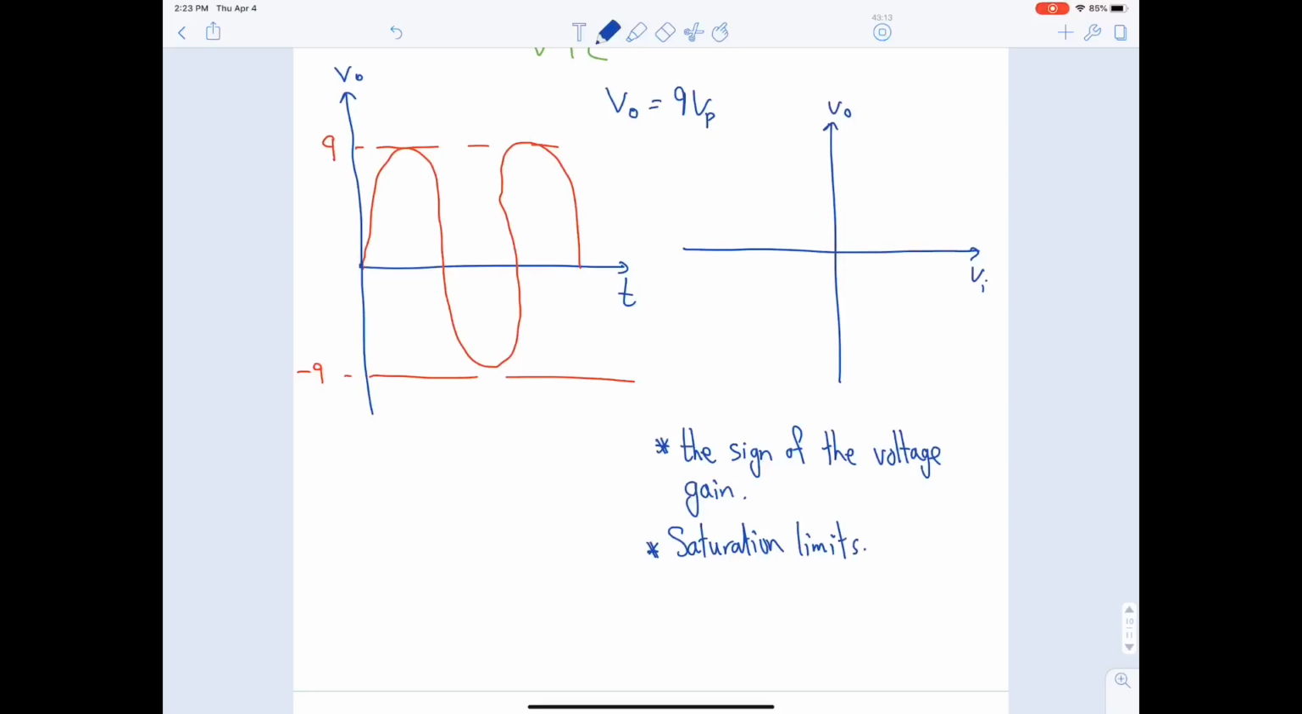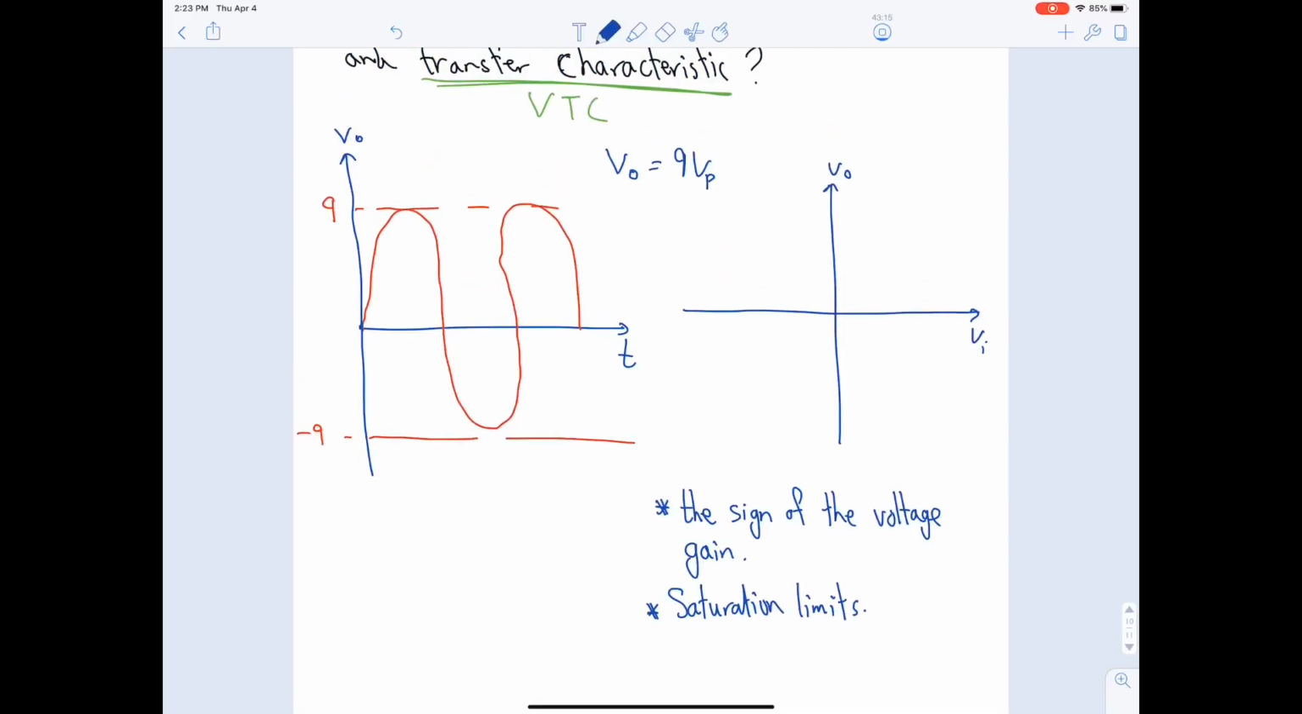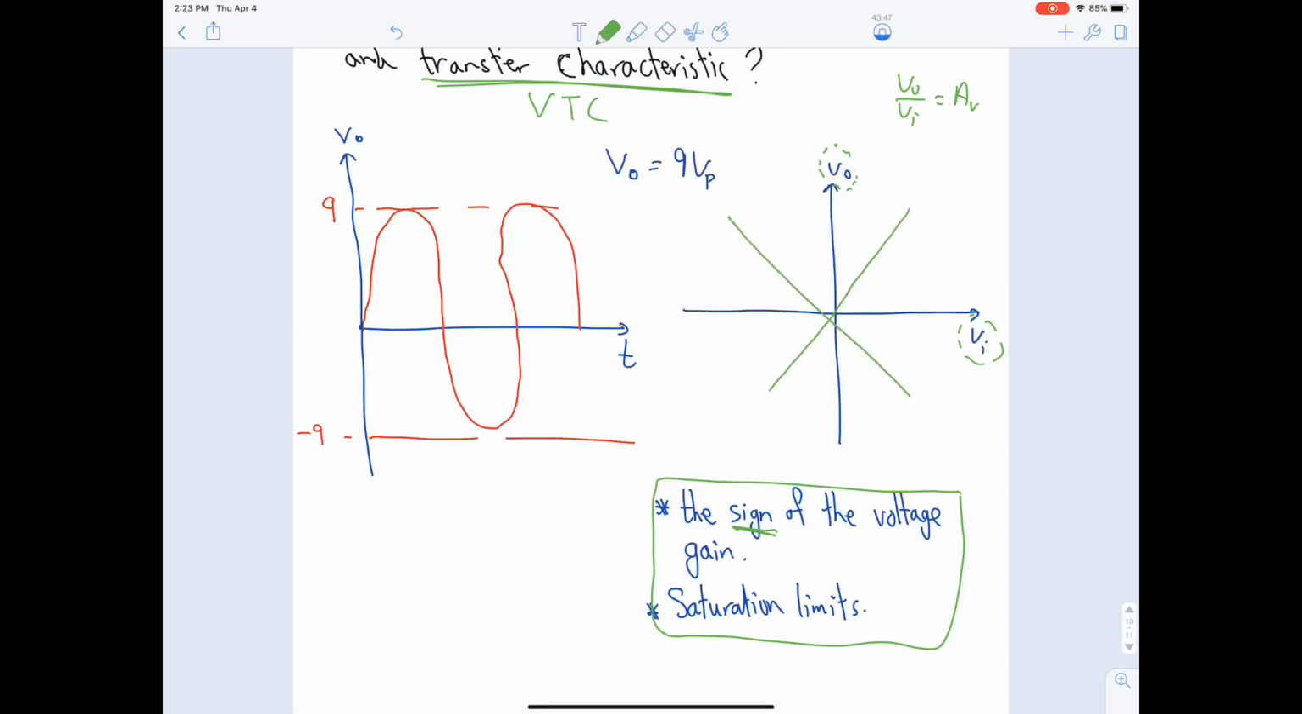Okay. Now, if you notice, on the y-axis it's V output, whereas on the x-axis it's V input. What is the slope? The slope is y divided by x, which is V output divided by V input. And what is V output divided by V input? Isn't this the voltage gain? That's why one of the things that you need to focus on is the sign of the voltage gain. Because if it's positive, you have to draw it like this. Whereas if it's negative, you have to draw it like this. Okay?